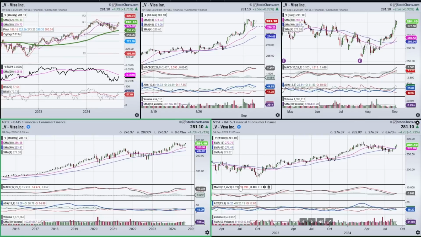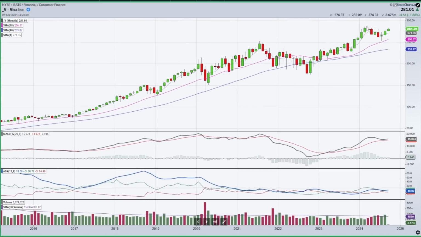Last stock, real quick, is Visa. Look at the way this is turning. So this is a pattern I'm constantly on the lookout for. First on the monthly, we get a move to the upside. We get the pullback to the 18-month. Pinch play, right? Green is still above red.